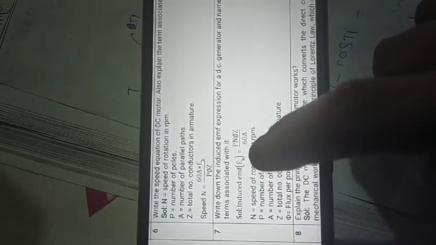Write down the induced EMF expression of a DC generator and name the various terms. Induced EMF is EB, DC generator. Sorry, you have to write this one as EG, generated EMF, not back EMF. There will be a mistake otherwise. Here you have to write EG equals P n phi Z by 60A. What are these terms? You have to write them.